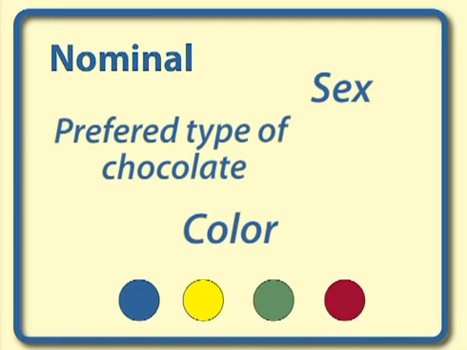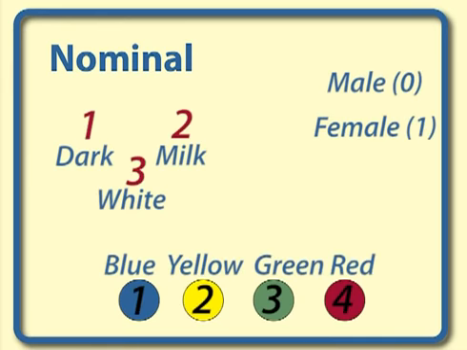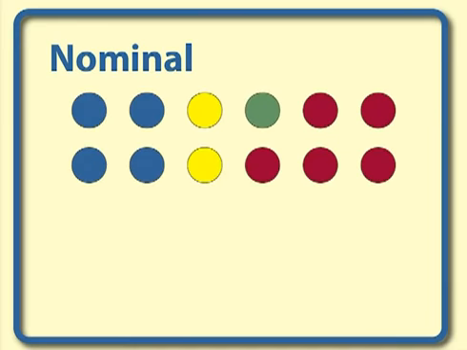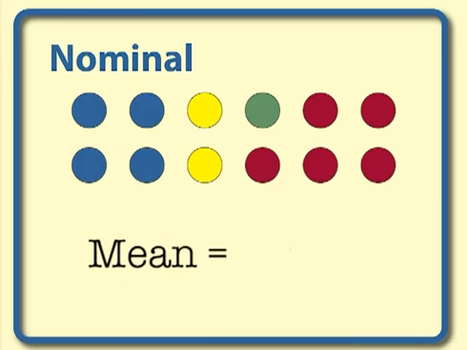Nominal values can be stored as a word or text or given a numerical code. However, the numbers do not imply order. To summarize nominal data, we use a frequency or percentage. You cannot calculate a mean or average value for nominal data.